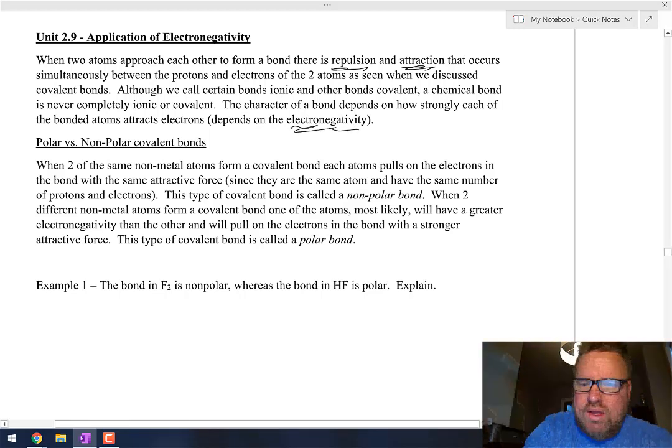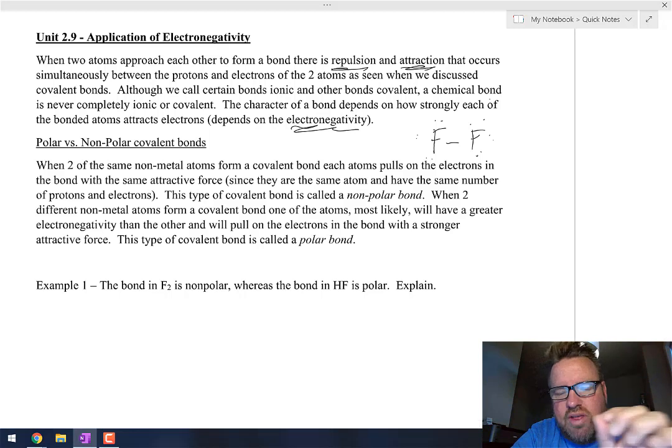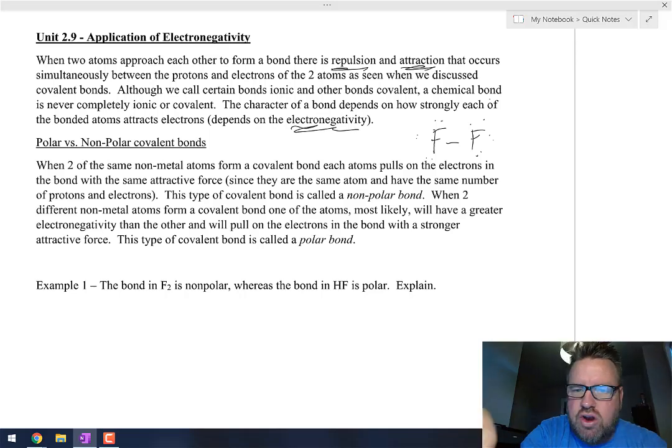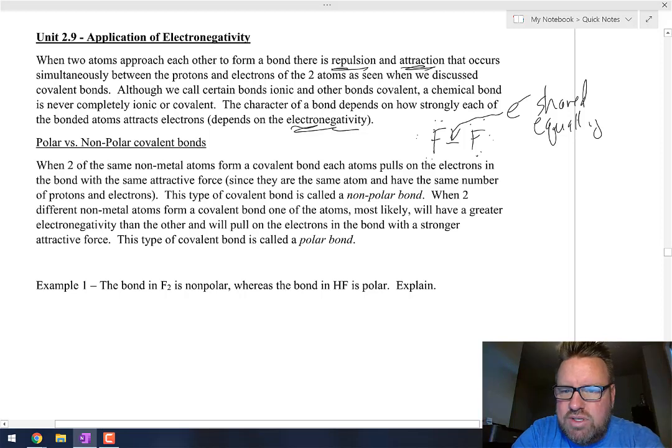So, I think we used this example in the previous video, for example, fluorine, okay? In the case of fluorine, the electrons in this bond are not being pulled closer to one fluorine than the other. Because their electronegativities are equal to each other, those electrons are shared equally. So in that bond right there, the electrons are shared equally between both atoms, okay?